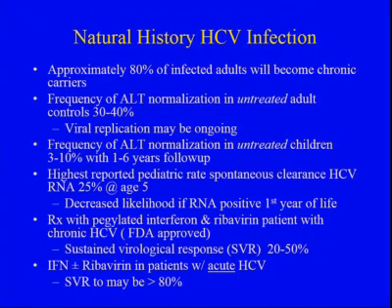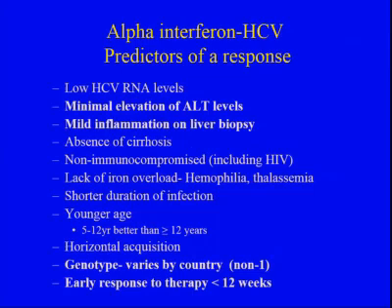Initially, the best treatment for it was the availability of pegylated interferon. It's the same interferon that is used for hepatitis B infection. With hepatitis C, you do better if you have lower levels of viral replication and lower transaminases, if you've had a shorter duration of infection and you're in a younger age.